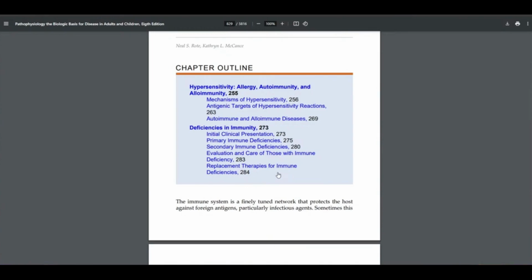All right, jumping right back into it again. We're going to read the hypersensitivity, allergy, autoimmunity, and alloimmunity, the mechanisms of hypersensitivity, antigenic targets, and hypersensitivity reactions, as well as the autoimmune, alloimmune disease. We're not going to get into deficiencies in immunity, as it's not being covered in our upcoming test. So let's jump right back into it.